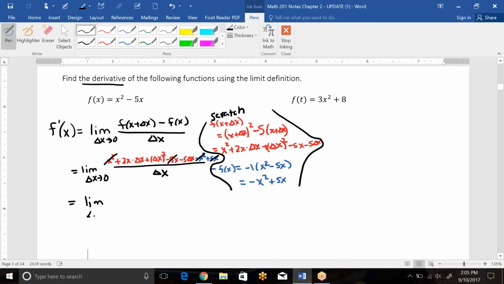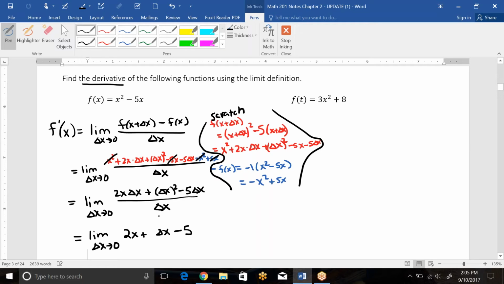So this is the limit as delta x approaches 0 of 2x delta x plus delta x squared minus 5 delta x all over delta x. A delta x will cancel out of each piece. So that's going to be 2x plus delta x minus 5. Now that there's no delta x making us divide by 0 anymore, we just apply the 0 anytime we see a delta x. Now, that will just make that 2x minus 5.